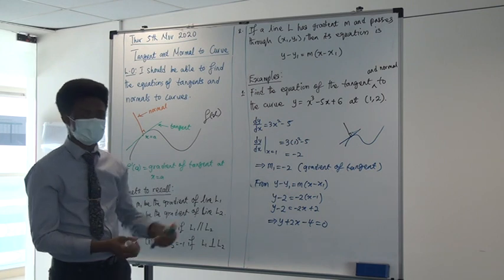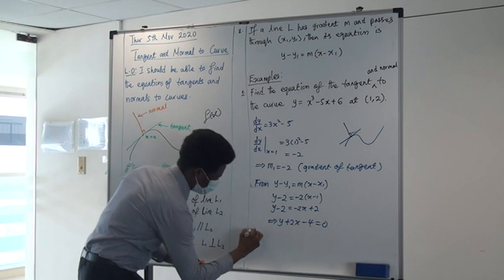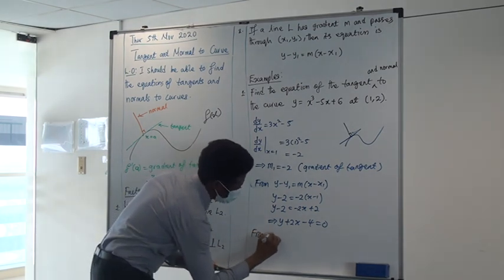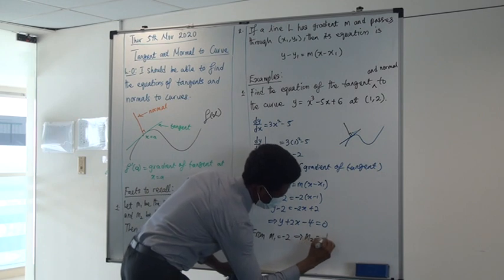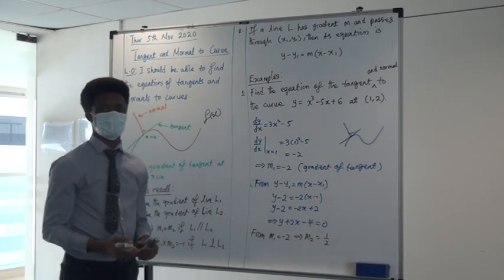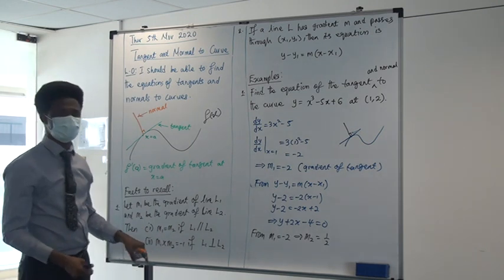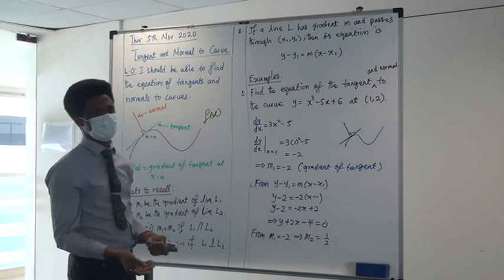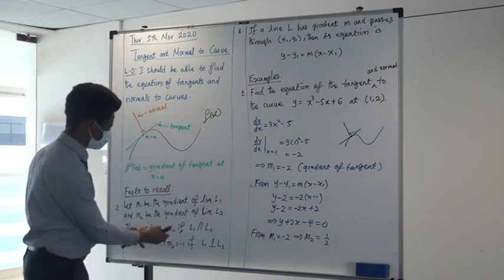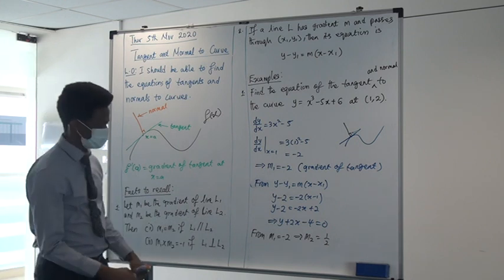Since the gradient of the tangent is this, you can find the gradient of the normal. From m1 equals negative 2, it implies that m2 is equal to 1 over 2. To find the second one, if the product is negative 1, you flip it and you change the sign. Flip and change the sign. That's the easy way. You don't have to substitute and solve the equation, we don't need all that. Flip it and change the sign.